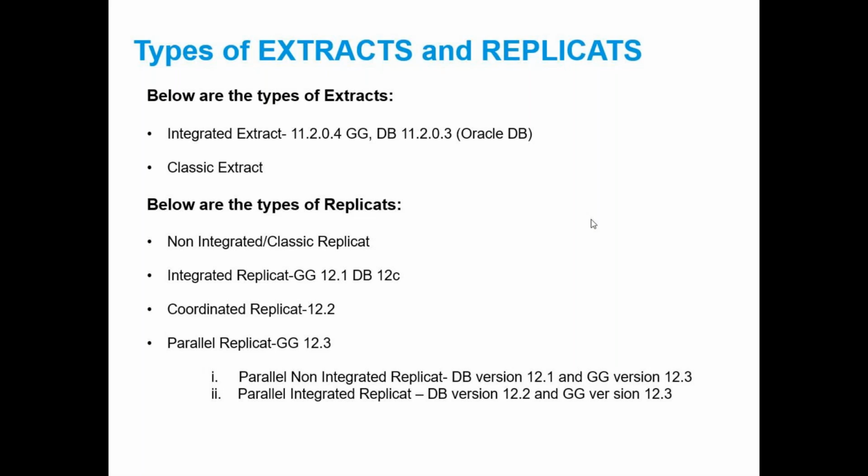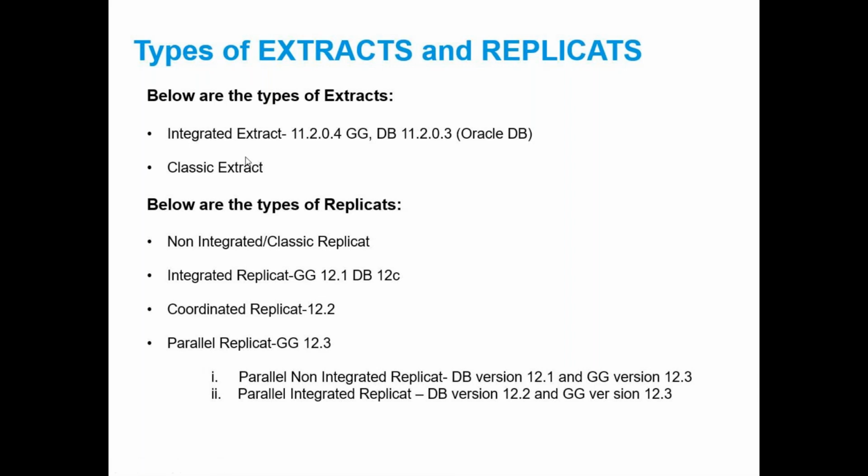So there are two types of extracts. One is integrated extract and second is classic extract. Just to give you a brief idea, when GoldenGate was launched, there was only extract and replicat. There was only one type of extract and one type of replicat. Until integrated extract was introduced, it was called extract. But when integrated extract was introduced from GoldenGate version 11.2.0.4, the existing extract was renamed to classic extract and they launched an integrated extract.